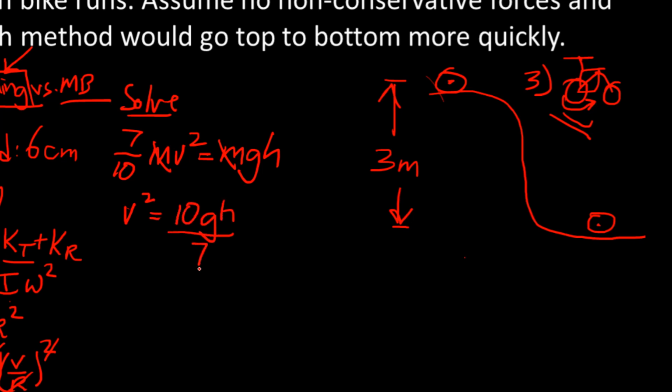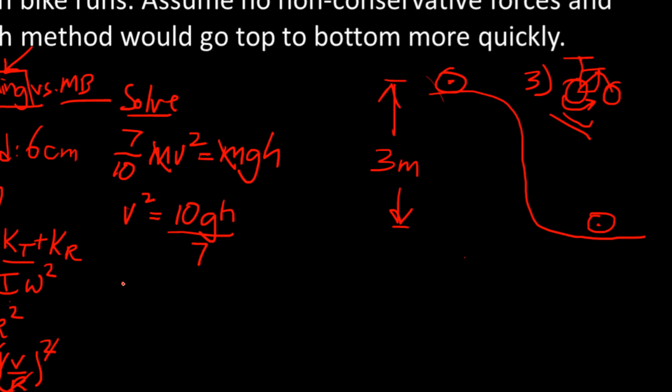A couple of things are interesting here. Mass has disappeared, so regardless of the mass of the ball up here, it won't change the velocity. Also, radius disappears, so as long as it is a solid sphere, regardless of the mass or the size of the ball up here, it will end up having the same velocity at the bottom.